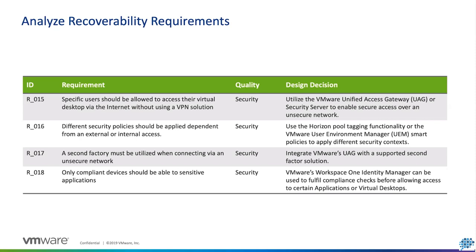Another very modern and very common requirement nowadays is that we don't want to allow access to our virtual desktops and virtual applications in case our endpoint is not compliant to a certain scenario. If our endpoint doesn't have the latest antivirus applied, or if our endpoint is not managed by our company, we probably don't want to give any kind of access to sensitive data. That's where we can utilize the Workspace ONE Identity Manager to check for full compliance before we allow this conditional access to certain applications or virtual desktops.